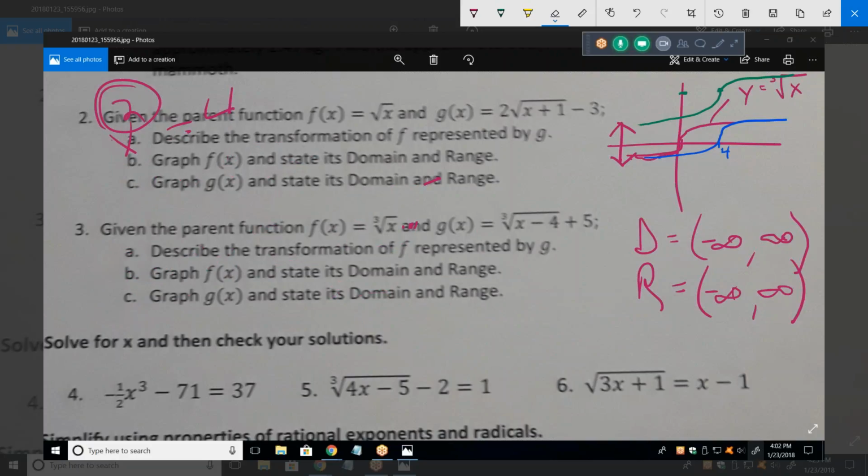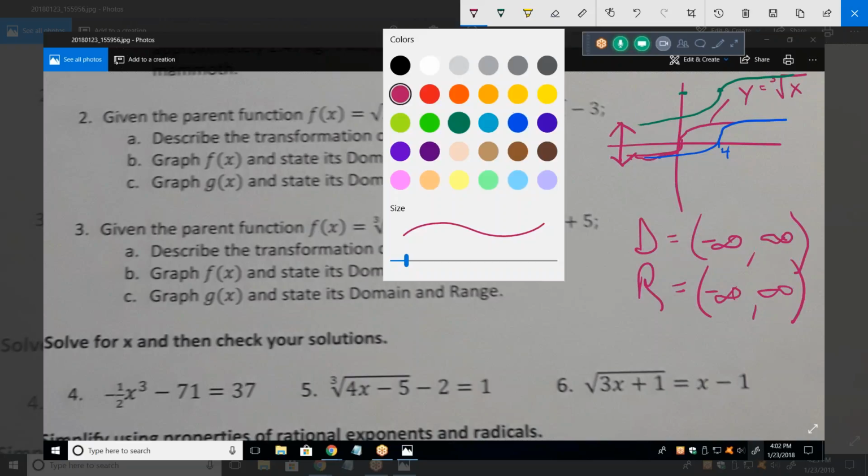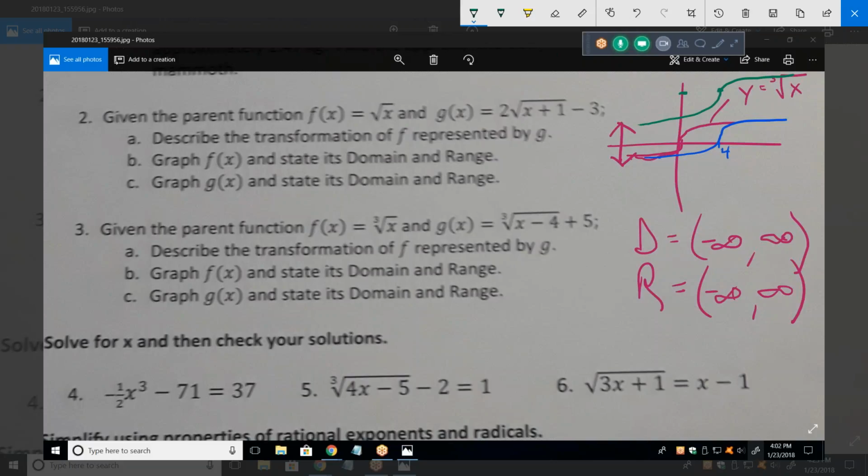It's the domain on g of x. Now, g of x is my green line. So you can look at the function and figure it out, or you can look at the graph and figure it out. How far to the left can you go? Look at the negative. How far to the right can you go? Infinity.